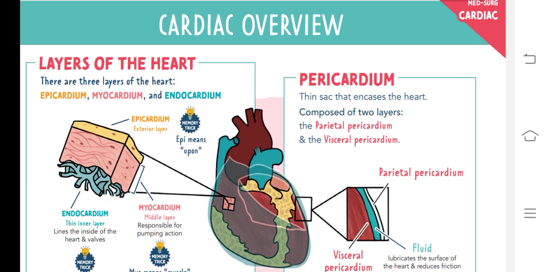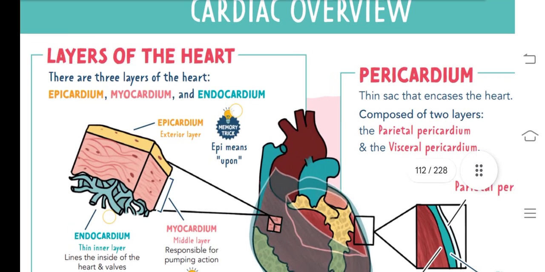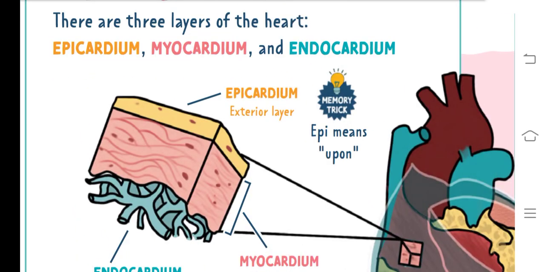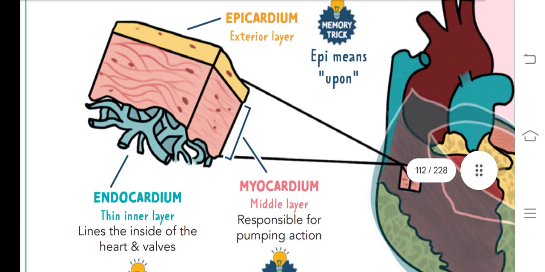So, epicardium is the exterior or external layer, which is in yellow color. You have to remember epicardium as epi means upon. So epicardium is the upon or external or exterior layer of the heart. Then we have the second layer, which is myocardium, also known as the middle layer.